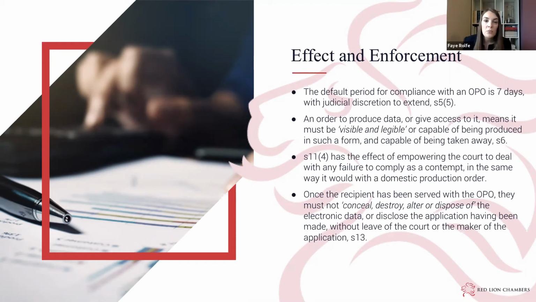Furthermore, an order to produce data is an order that it has to be meaningful compliance. So that data produced has to be visible, has to be legible, and capable of being produced in a form that it can be taken away. So that would mean, presumably, that any service provider complying with an order simply can't give you a load of encrypted data and purport to have complied.